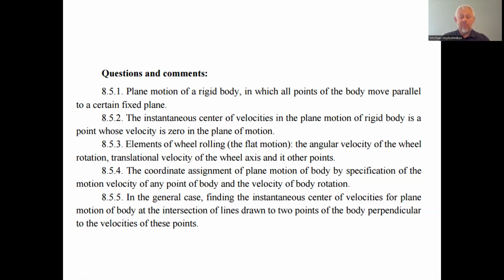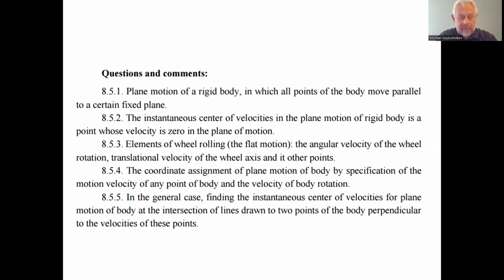So the velocity of the upper point of the wheel is twice bigger than the velocity of the axis, I mean translational velocities, because the distance from the instantaneous center of velocities to the upper point of the wheel is equal to the diameter, that is 2 radiuses, and the distance from the supporting point, that is the instantaneous center of velocities of the rolling wheel, to the axis of the wheel is just 1 radius, so the velocity of the upper point is twice bigger.